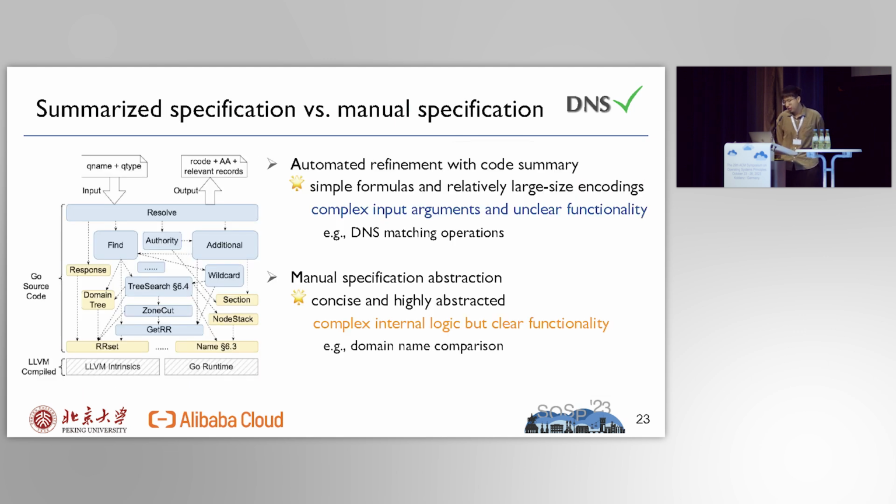In addition, we want to talk about the methodology about where to use summary specification and manual specification. The summary specifications have simple formulas and relatively large size encodings, so they are suitable for blue layers with complex input arguments and unclear functionalities. And the manual specifications are concise and highly abstracted, so they are suitable for yellow layers with complex internal logic but relatively clear functionalities.